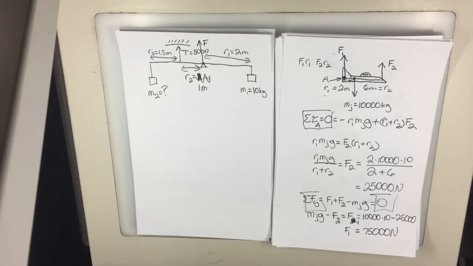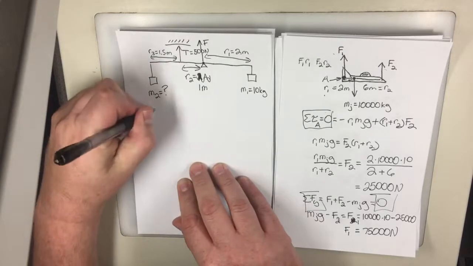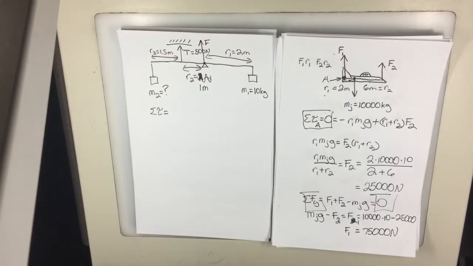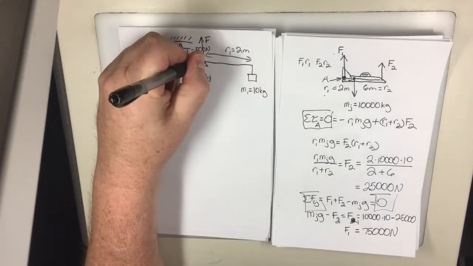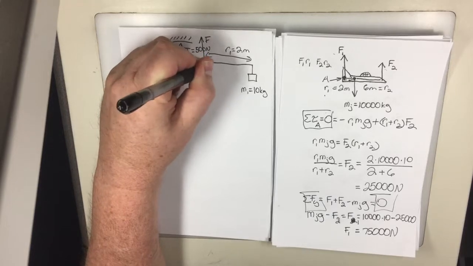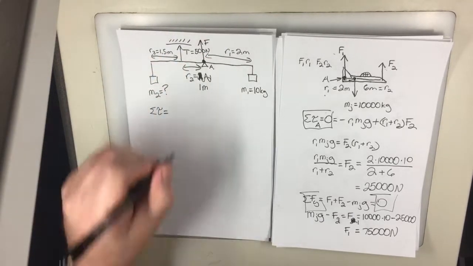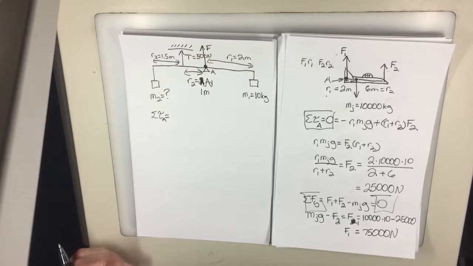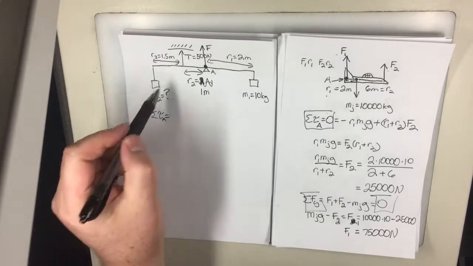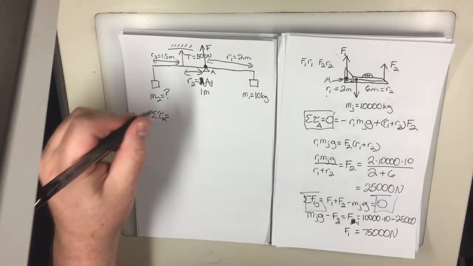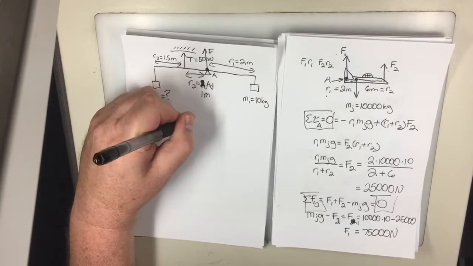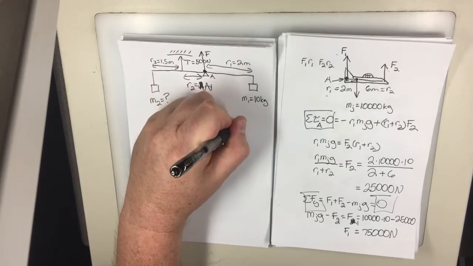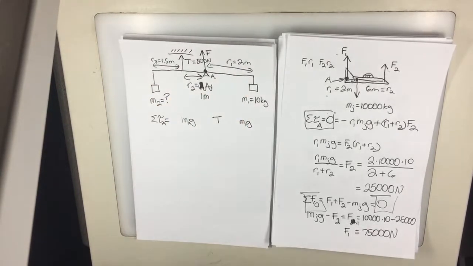You do the same procedure. Sum your torques. You sum your torques around a convenient position. Probably what I would do is I always would just attack it at the fulcrum. I've got 3 torques. M2G is one of the forces, tension is the other, and M1G is the last one.